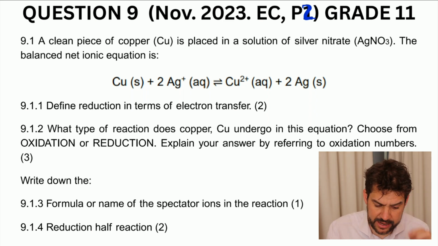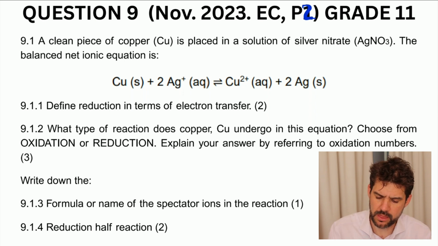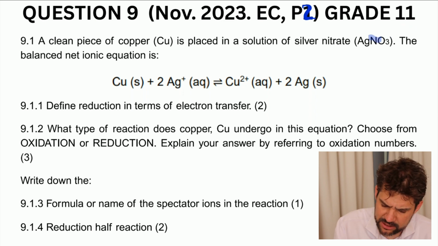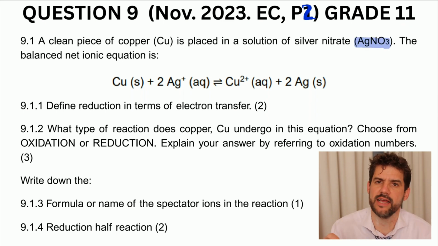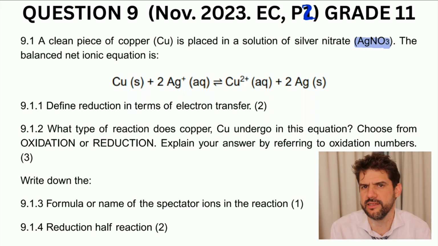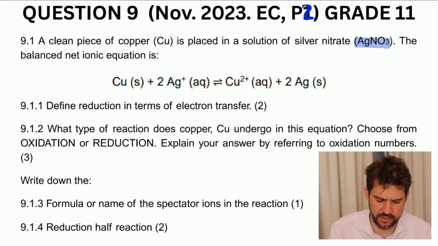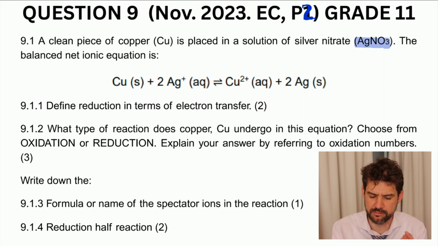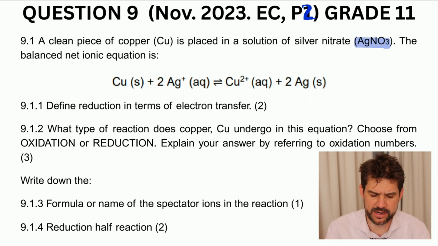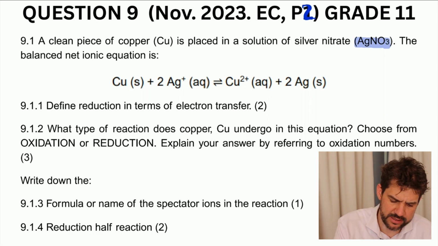The question says a clean piece of copper is placed in a solution of silver nitrate. And let's highlight this one because we're just going to speak about silver nitrate in just a minute. The balanced net ionic equation is the following, and they gave you the equation there. You can see that copper reacts with silver ions, and then a copper ion is formed and silver is also formed. Question 9.1.1, define reduction in terms of electron transfer.